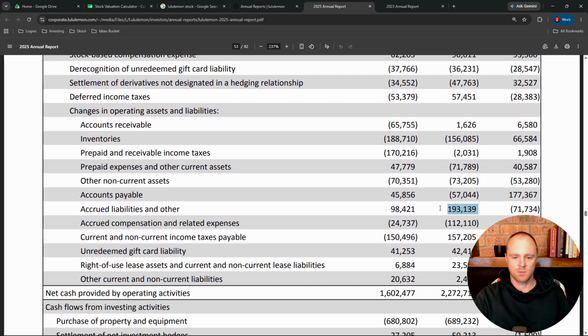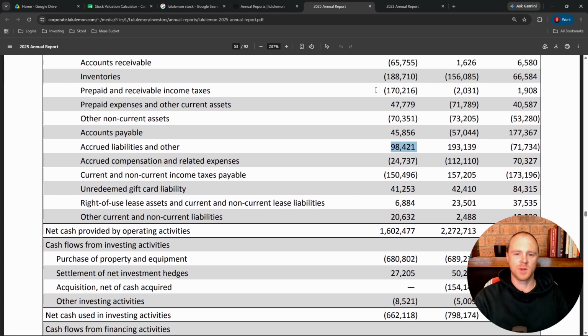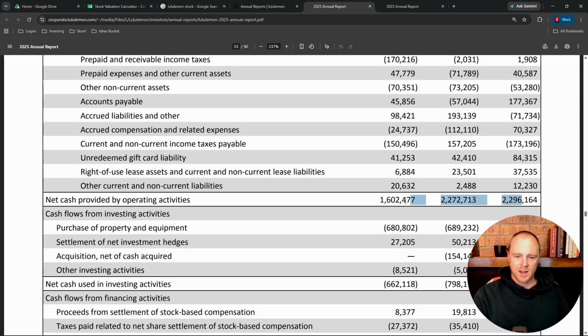We've got accrued liabilities and other, which has been positive by almost 200 million in previous years, down to 100, and a couple of bits and pieces like that, but nothing too crazy. There's not just one large one-off. And for a business that has lots of smaller units, we would expect to see some challenges with maintaining inventories, accounts payable, and things like that. But we can see that our free cash flow has decreased a fair whack.